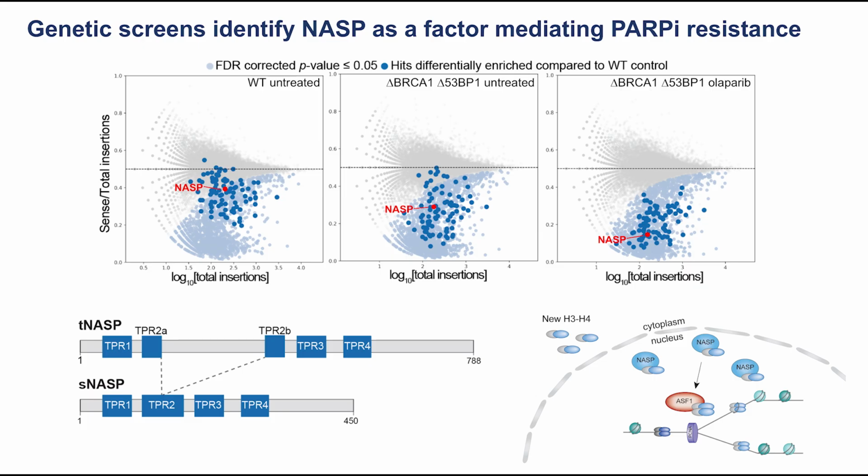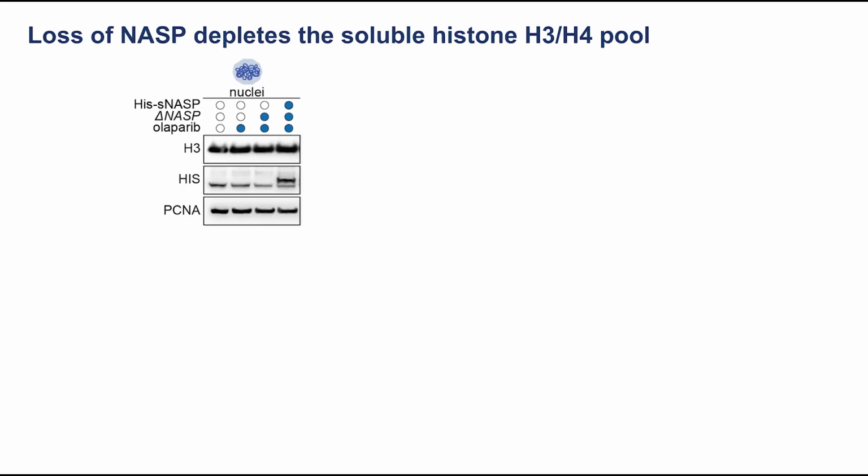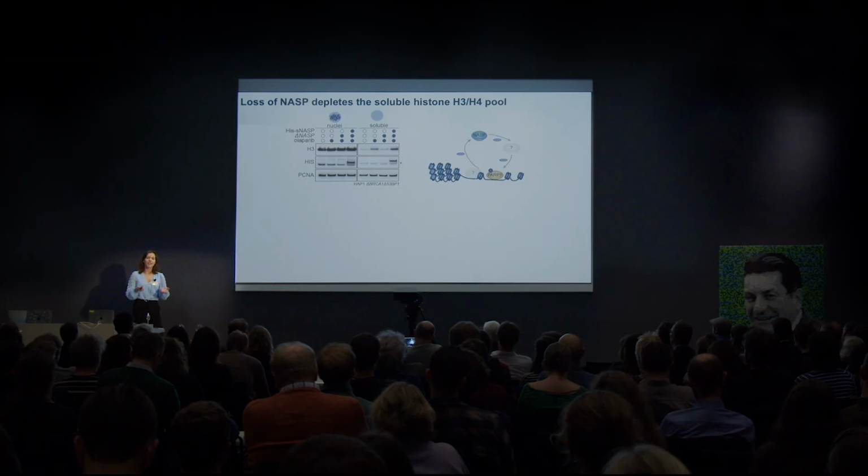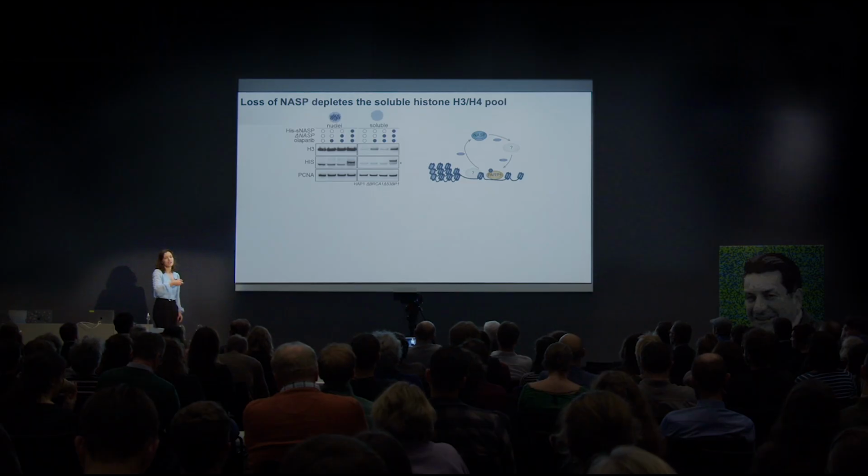replication fork. So in order to see whether NASP was also important for our PARP inhibitor-dependent histone release, we turned back to our subcellular fractionations. And as you can see here, again, in the nuclei fraction, nothing changed. However, when we looked at the soluble fraction, in the wild-type cells we again saw a nice increase in H3 levels, but this was completely absent when we knock out NASP, and we could readily rescue this by overexpressing the small S-NASP isoform, actually suggesting to us that also for PARP inhibitor treatment, NASP is important to keep these histones stable.